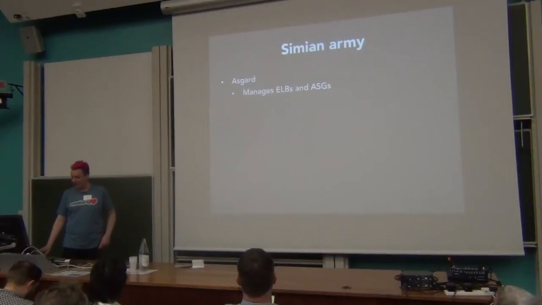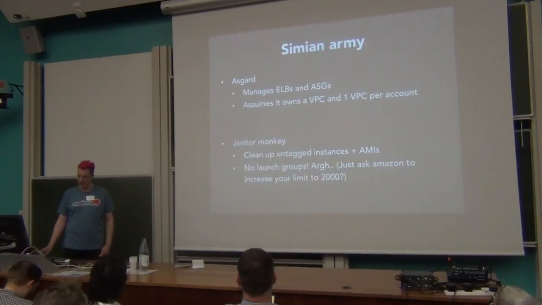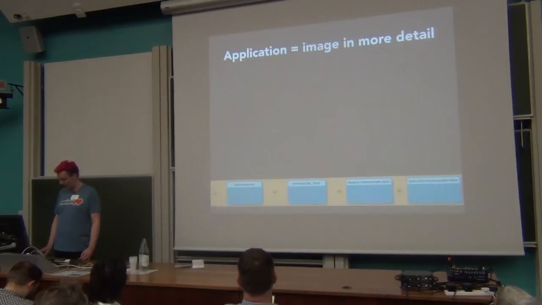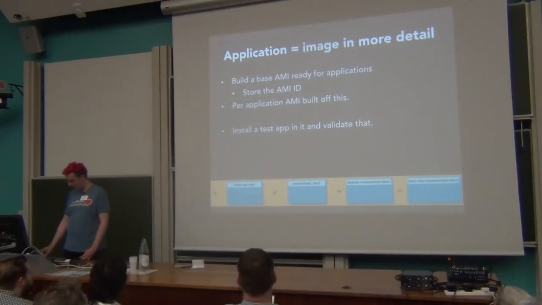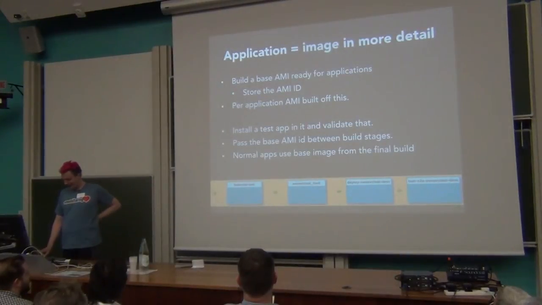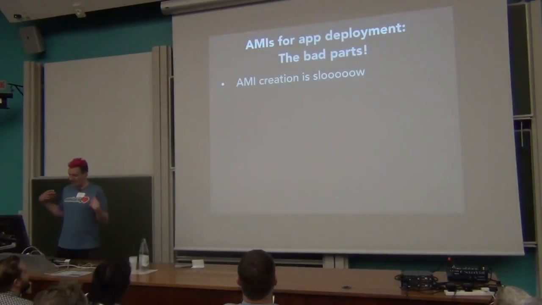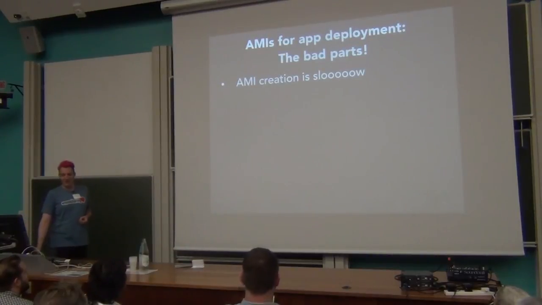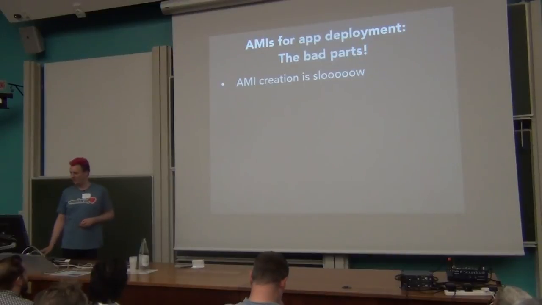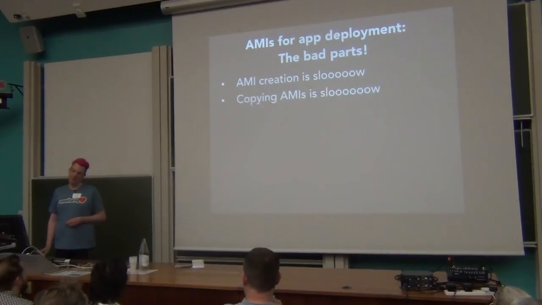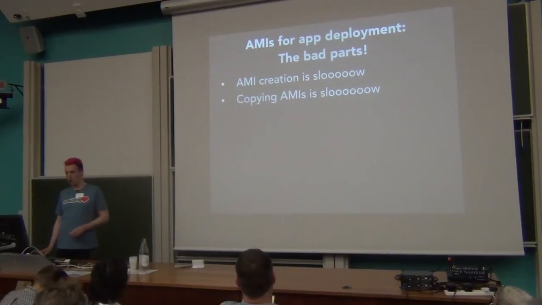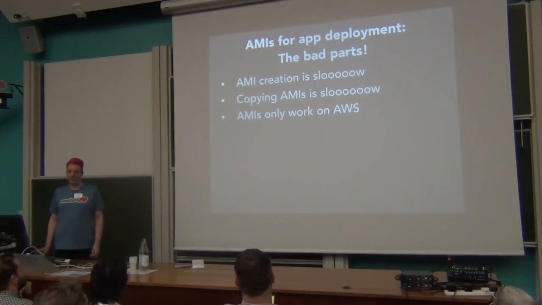These things, the Netflix tools, if you haven't heard of them, if you're still in the cloud, they have some disadvantages, but they do work, and they're worth looking at. Cool, we've talked about this. Right, AMIs for application deployments. AMI creation is slow. Making these images is slow. It takes like 3-4 minutes. Copying AMIs between regions, slow.